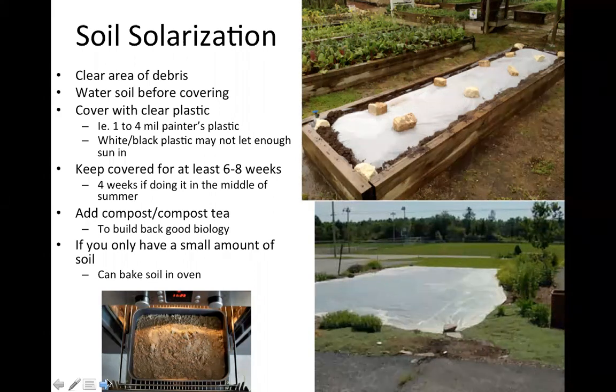The backside is it also kills all your good biology as well. But then you can just mix some compost and compost tea when you're done, and that will bring it back to normal. Or if you just have a small container garden, you can actually do this in your oven. It's much quicker and easier. Just bake your soil in the oven. Just Google for how long and what temperature.